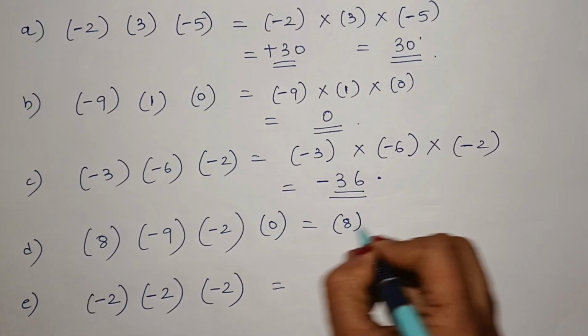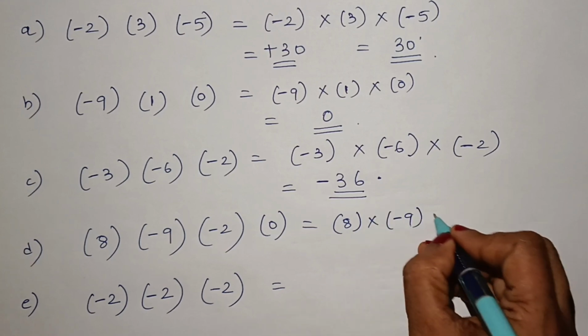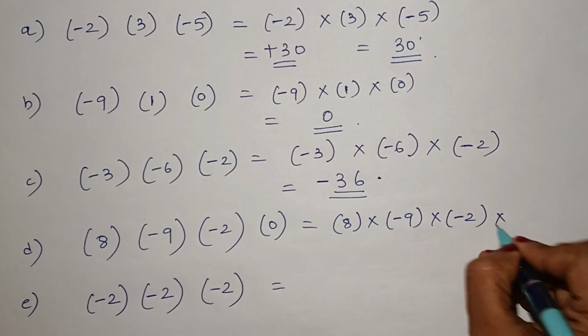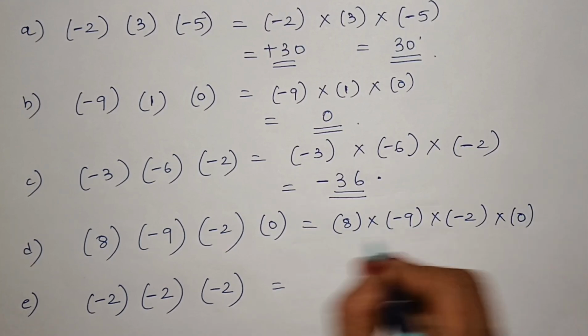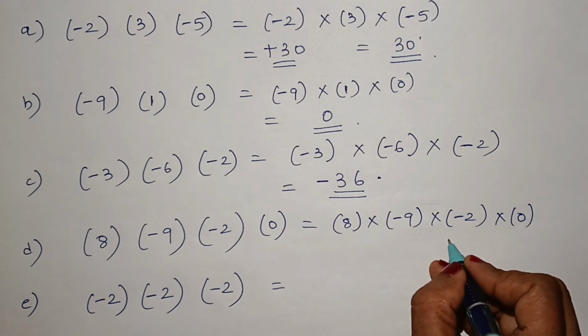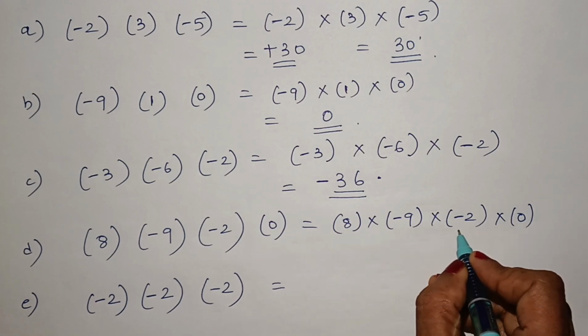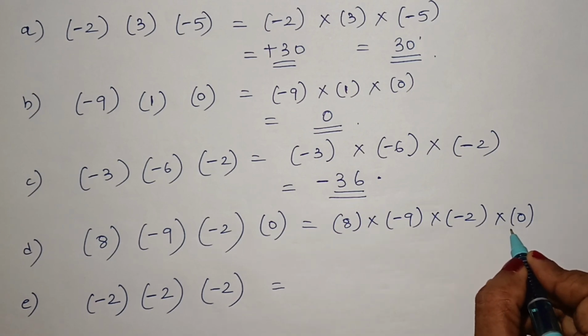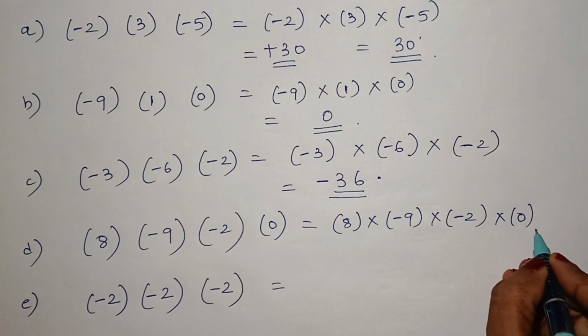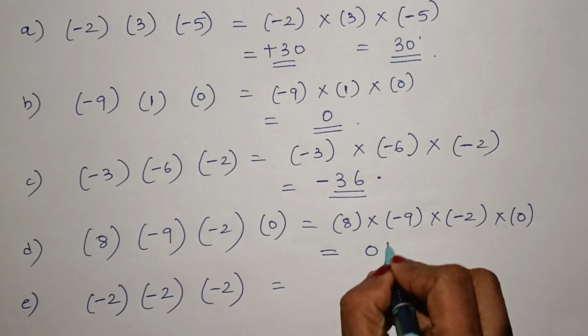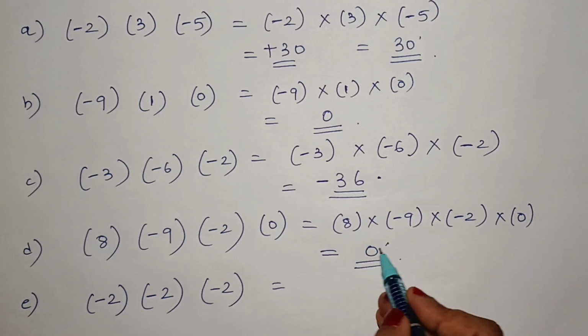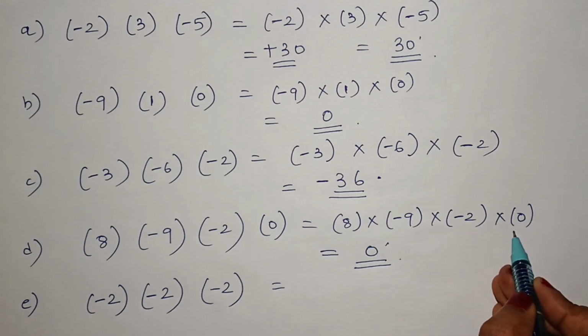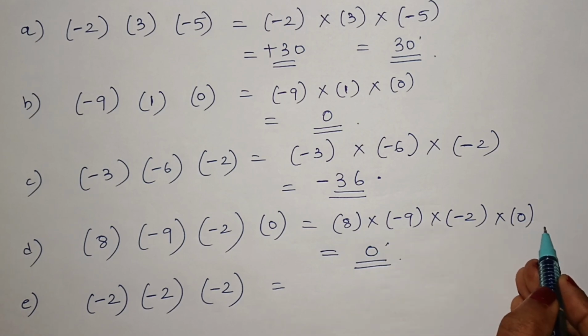Now 8 into minus 9 into minus 2 into 0. No need to multiply any of these integers, because even if you multiply, at last you have to again multiply the integer with 0. So your answer is directly 0. Any integer multiplied with 0 gives the result as 0.